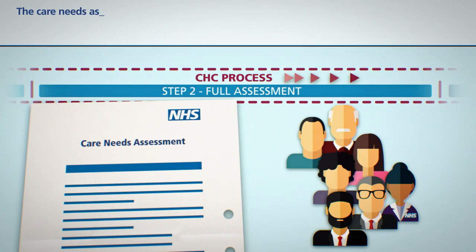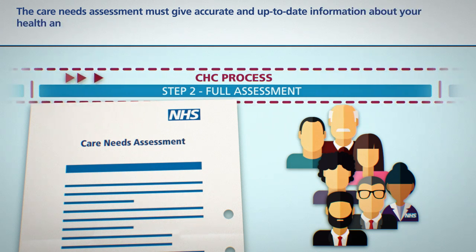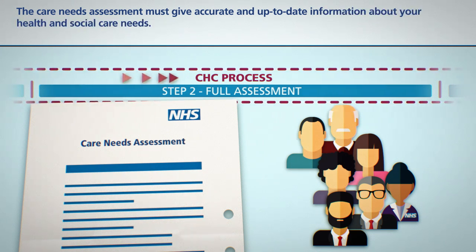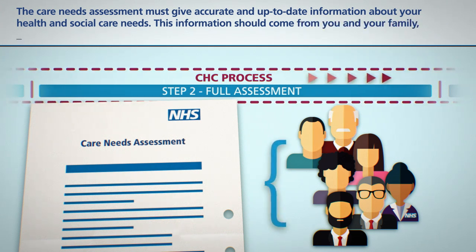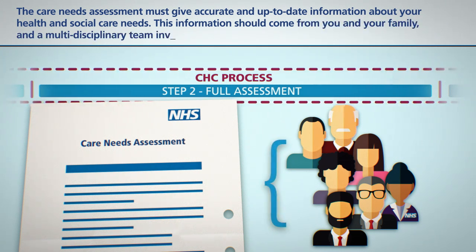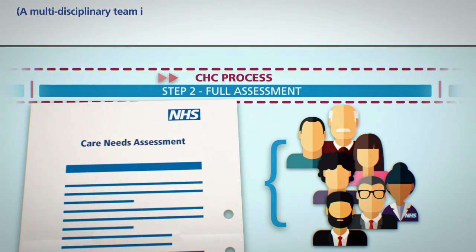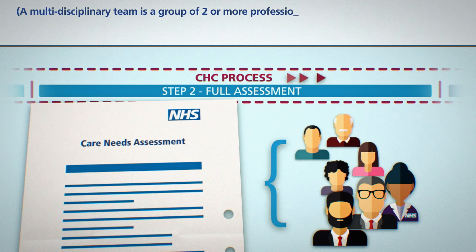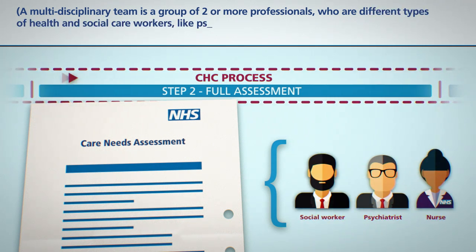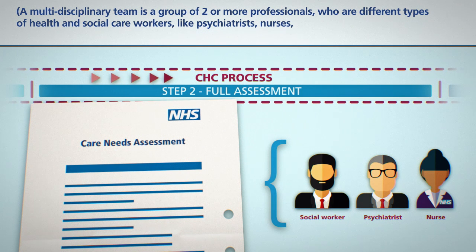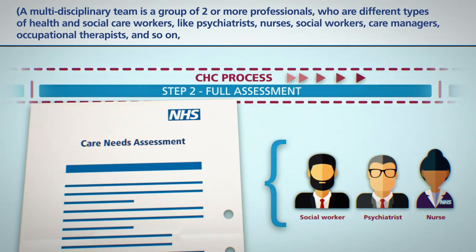The care needs assessment must give accurate and up-to-date information about your health and social care needs. This information should come from you and your family and a multidisciplinary team involved in your care. A multidisciplinary team is a group of 2 or more professionals who are different types of health and social care workers, like psychiatrists, nurses, social workers, care managers, occupational therapists, and so on, who work together.